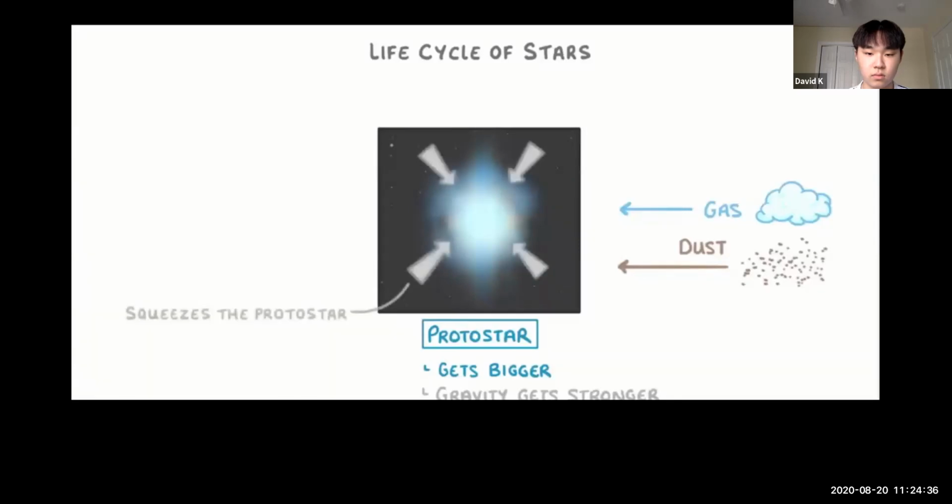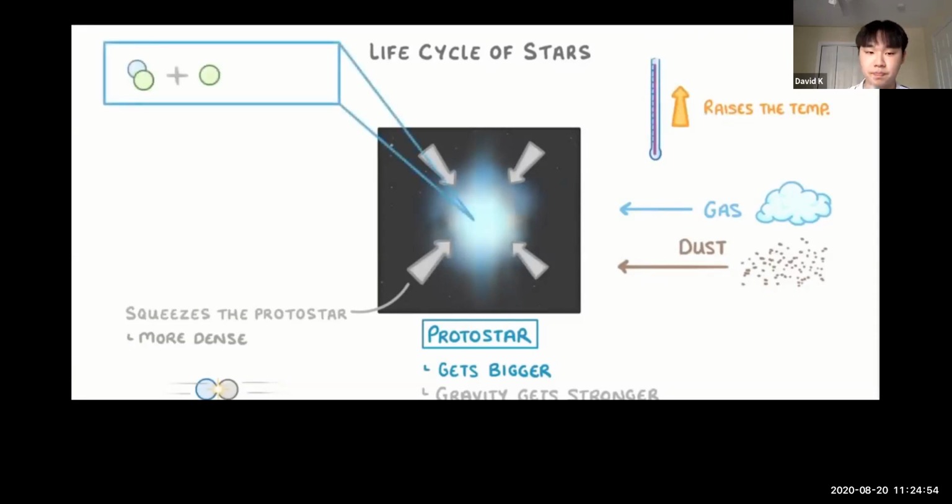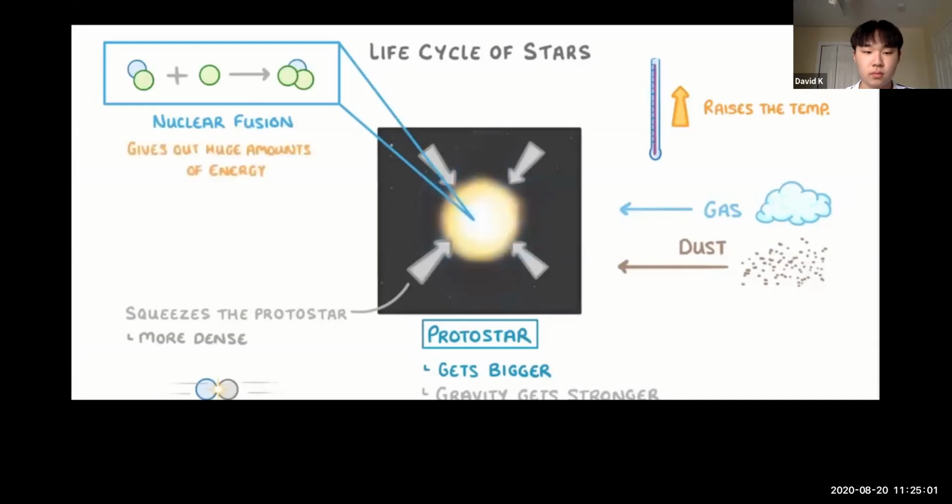The gravity also squeezes the protostar itself, making it more and more dense. This means that the particles inside it collide with each other more often, which in turn raises the temperature of the protostar. Then, when the temperature and pressure get high enough, hydrogen nuclei start to fuse together to form helium nuclei in a process called nuclear fusion. This gives out huge amounts of energy, which keeps the core of the star hot. And it's at this point that we call it an actual star, or more precisely, a main sequence star.